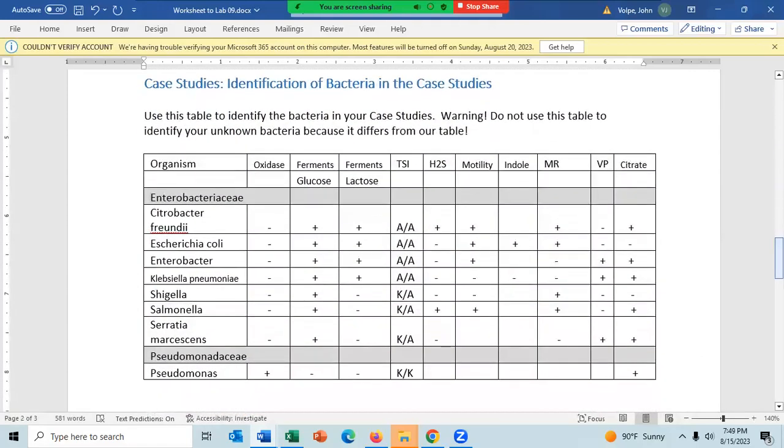All right, so this is the key you need to solve the answers for the case study in Lab 9. Only use this key for Lab 9. Do not use it for any other lab. Do not use it for your unknown project. Okay, but use it for Lab 9. For some reason, I've had students use a previous key from like Lab 8, and that's going to give you the wrong answers.